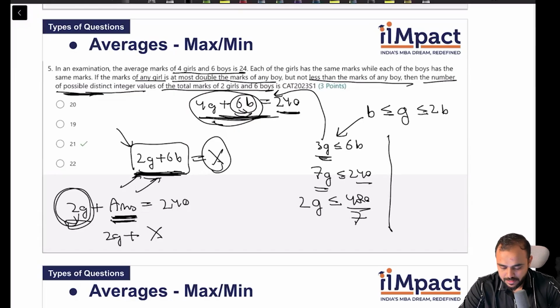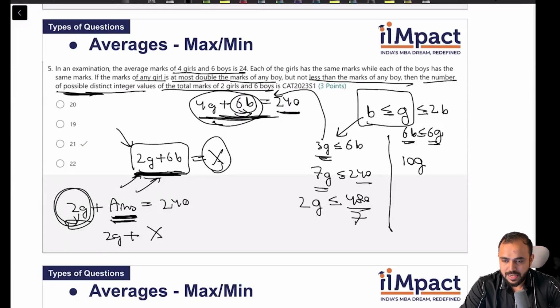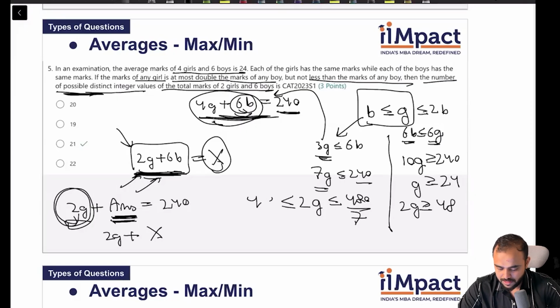If you replace this, 6B is less than or equal to 6G, multiplying this with 6, and you replace 6B with 6G, then the sum 4G plus 6B, that is 4G plus 6G, that is 10G, is going to be greater than or equal to 240, or G is going to be greater than or equal to 24, or 2G is going to be greater than or equal to 48. So 2G lies between 48 to 480 by 7.